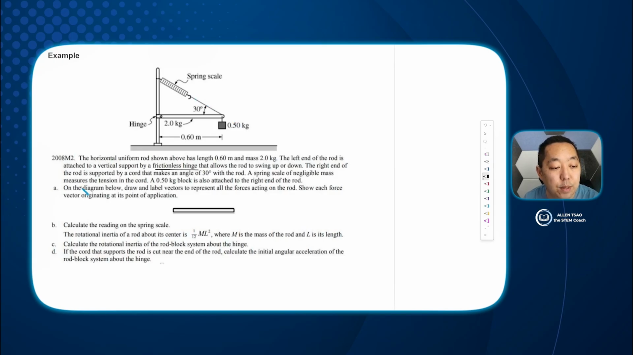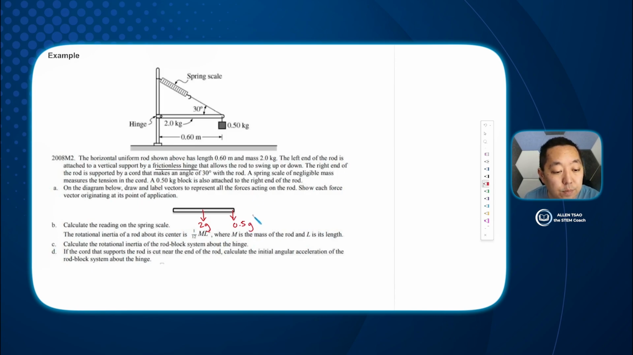Spring scale measures the tension in the cord. On the diagram, draw and label vector. So we're to represent all the forces. So we're drawing a positional free body diagram. We're gonna have the 2G here at the center of mass of it. And we're gonna have a rope here, or you can just think of it, that weight is attached there at 0.5 G, the point there.